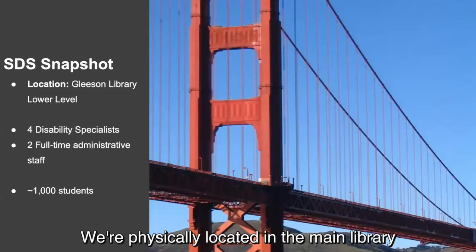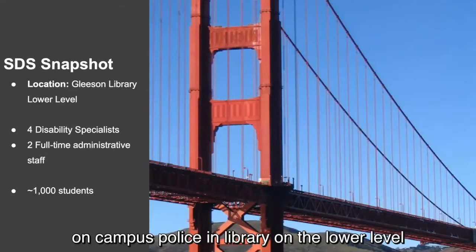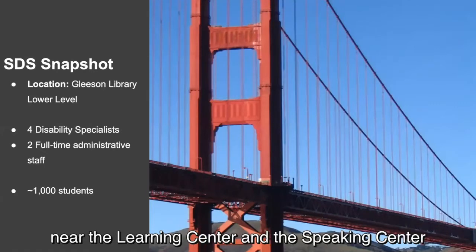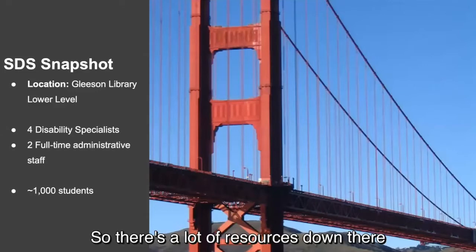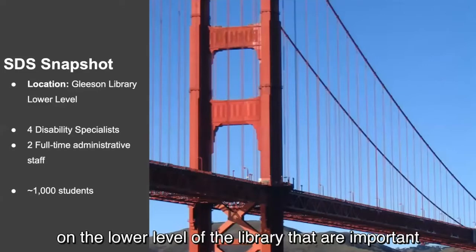We're physically located in the main library on campus, Gleason Library, on the lower level, near the Learning Center and the Speaking Center and the Writing Center. So there's a lot of resources down there on the lower level of the library that are important to lots of different students.